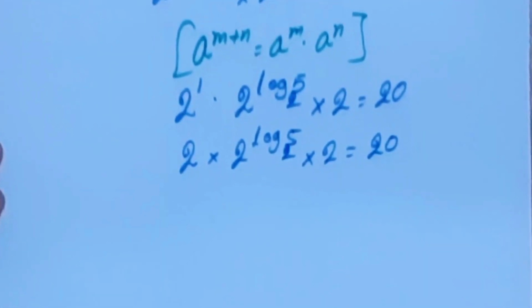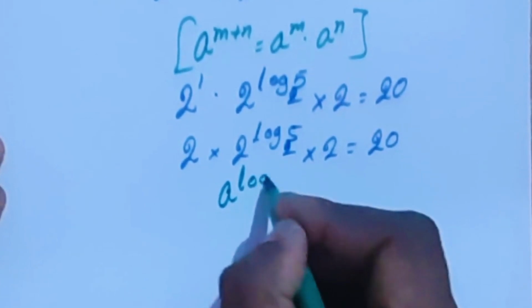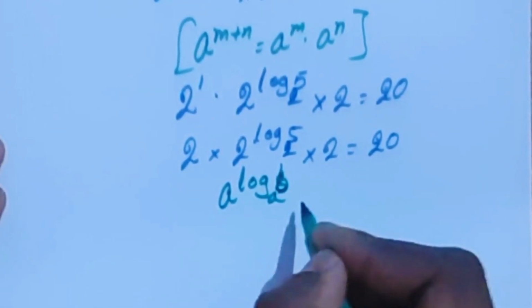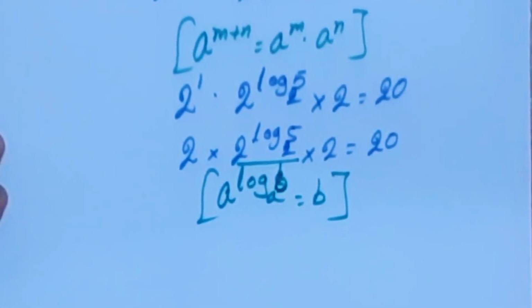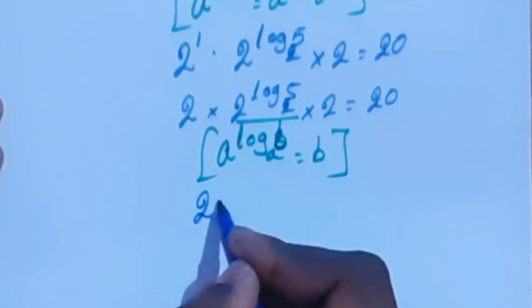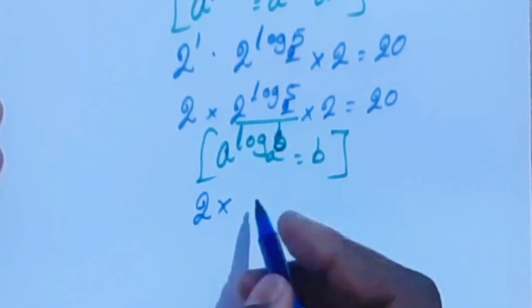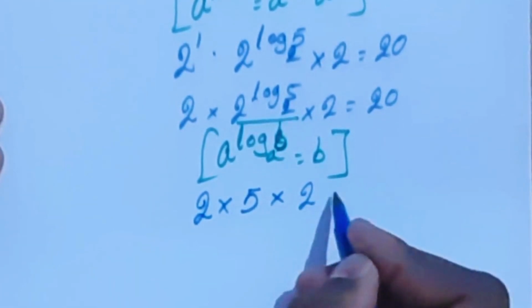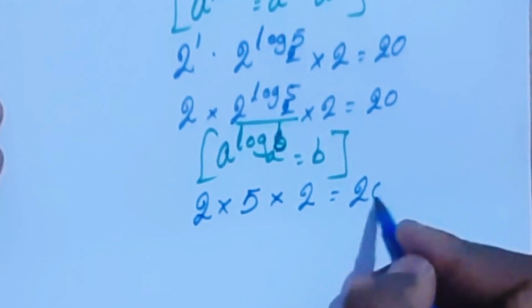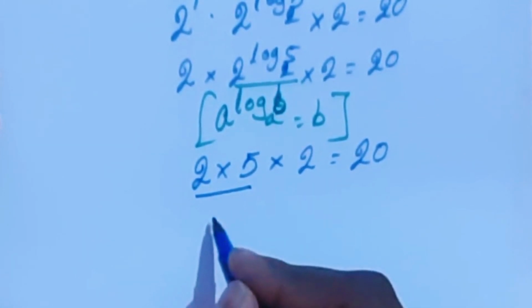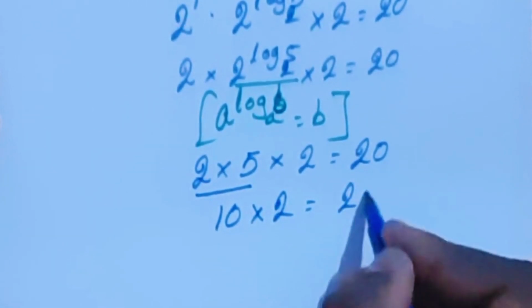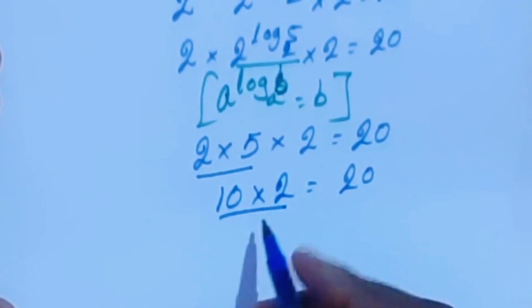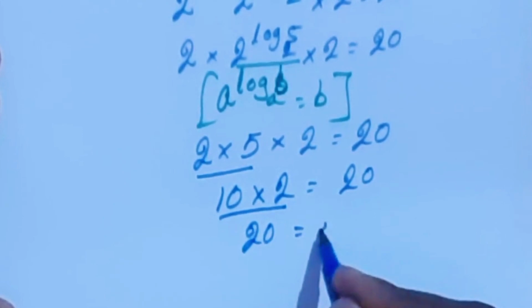Here we are going to apply this: a power log b base a equal to b. This one we are going to apply here. So we'll get here 2 times, as per this formula, 5, times 2 equal to 20. Now here 2 times 5 is 10, times this 2 equal to 20. Here 10 times 2 is 20 equal to 20.